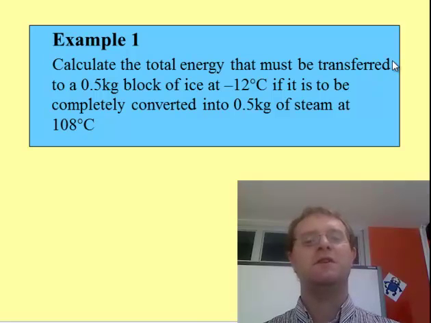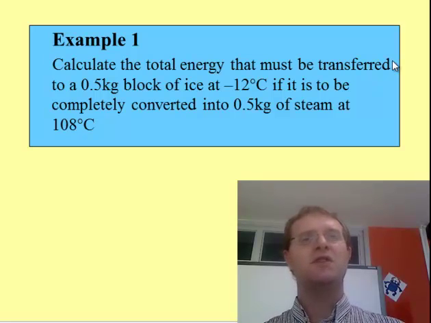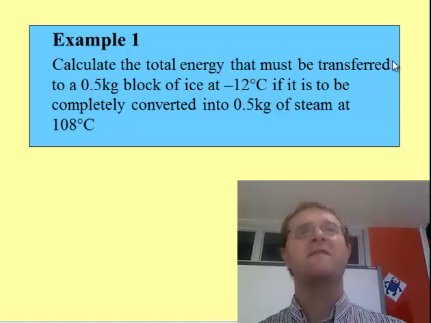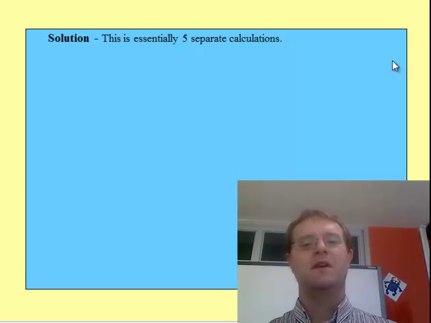Calculate the total energy that must be transferred to a 0.5 kilogram block of ice at minus 12 degrees if it is to be completely converted into 0.5 kilograms of steam at 108 degrees. This question doesn't just ask about change of state. In fact, it asks for two change of states, but also considers some heating up processes as well. In fact, there's 5 sections which you've got to really think about. So let's take through those 5 sections.